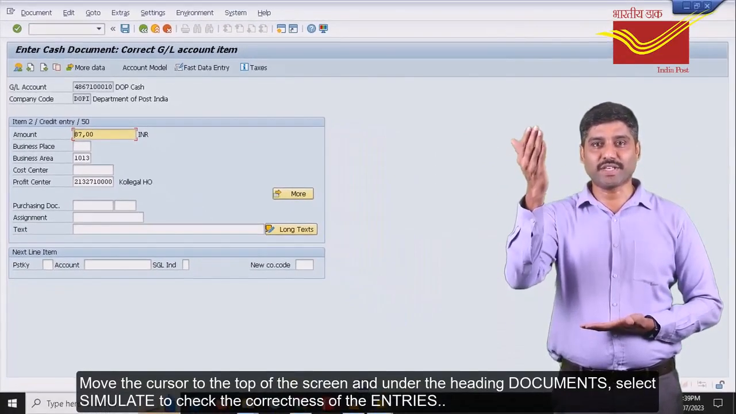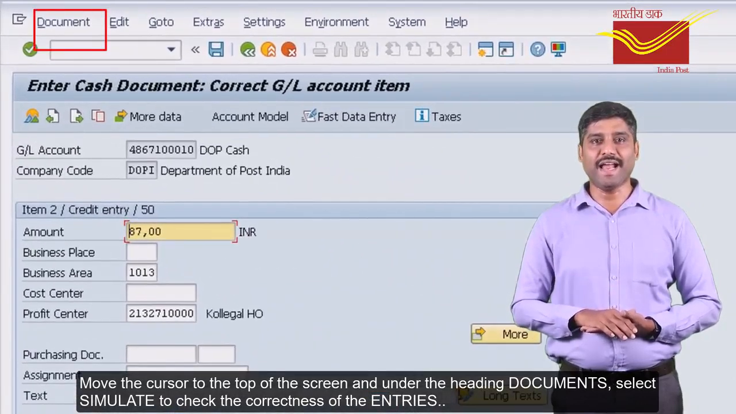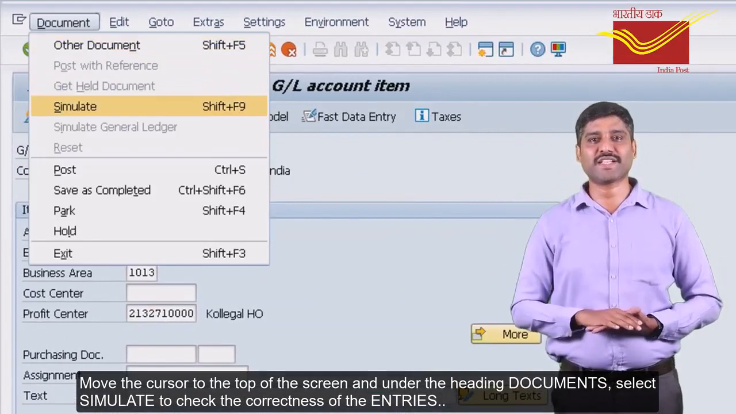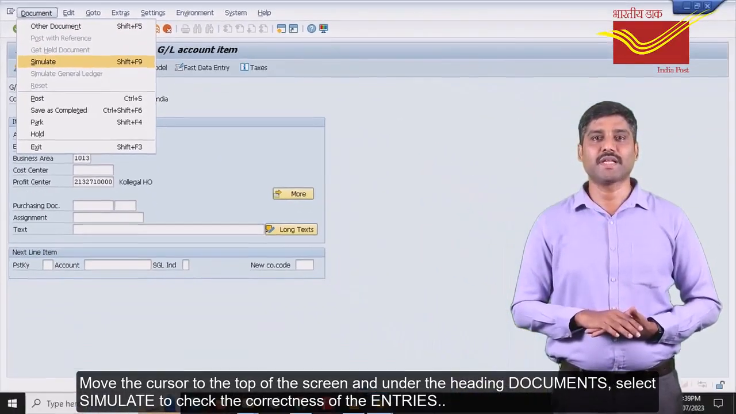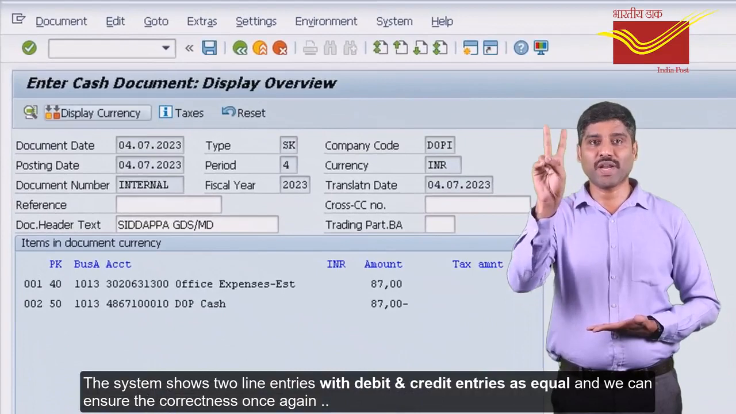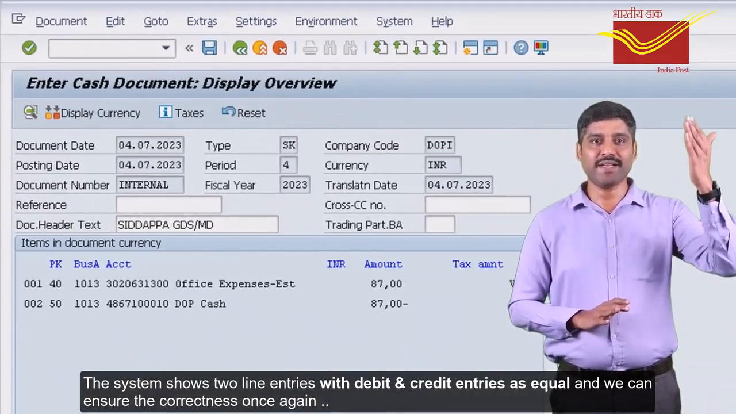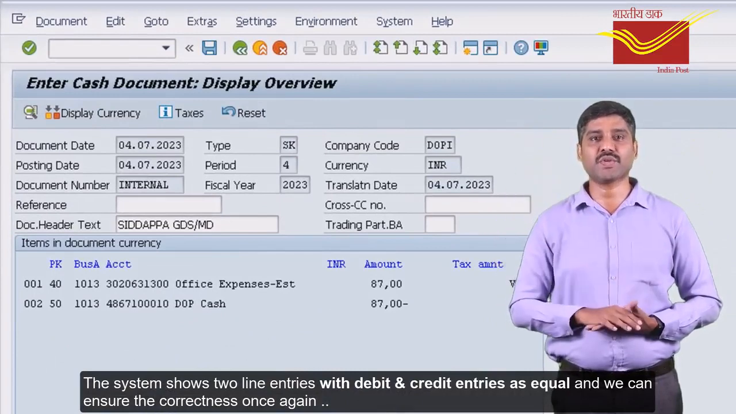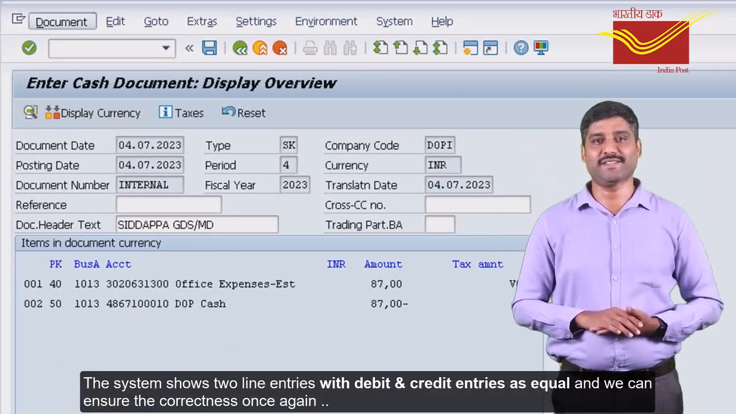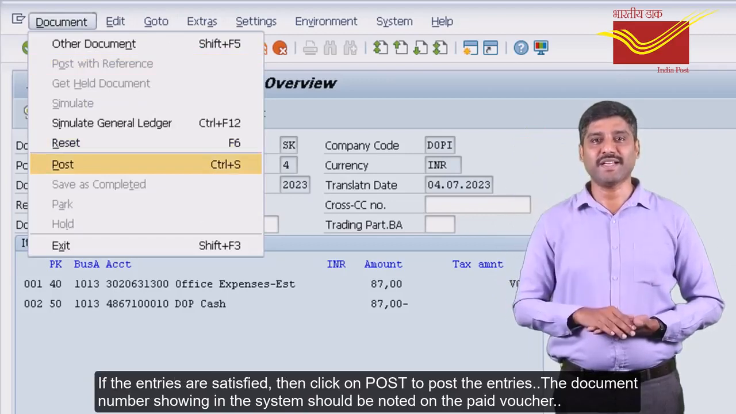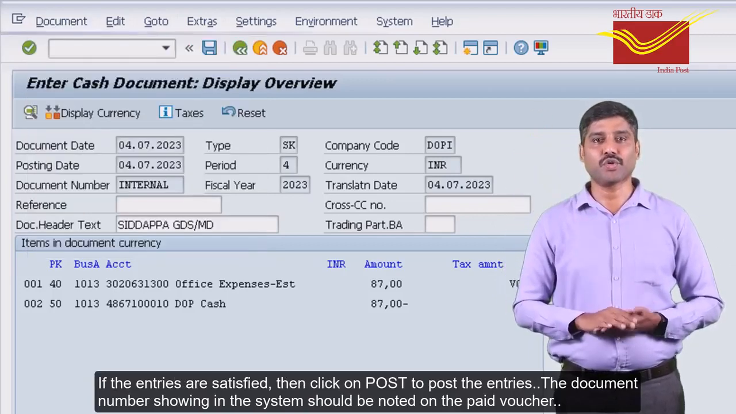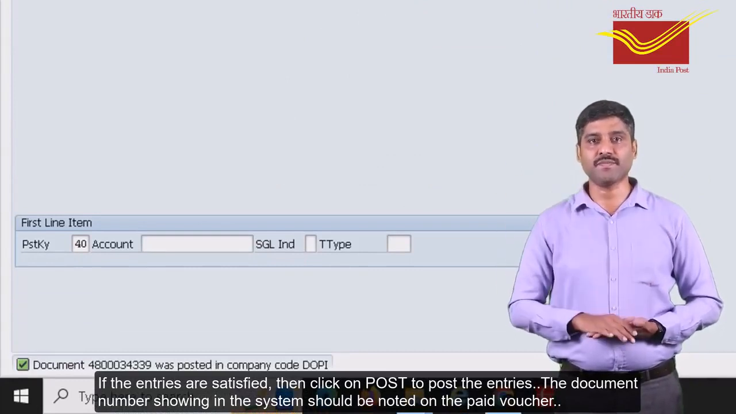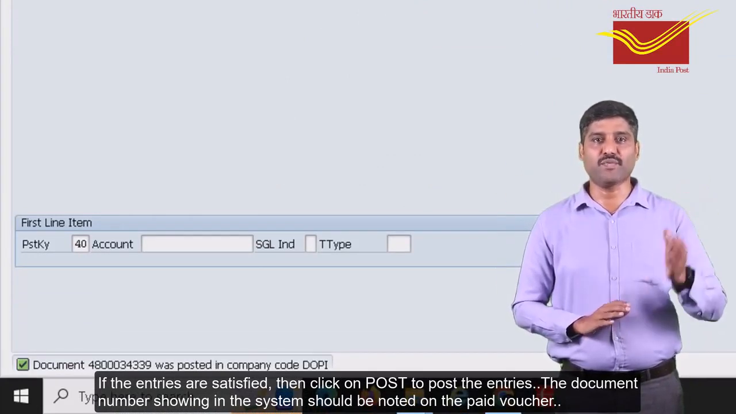Move the cursor to the top of the screen and under the heading documents, select simulate to check the correctness of the entries. The system shows two line entries with debit and credit entries as equal, and we can ensure the correctness once again. If the entries are satisfied, then click on post to post the entries. The document number showing in the system should be noted on the paid voucher.